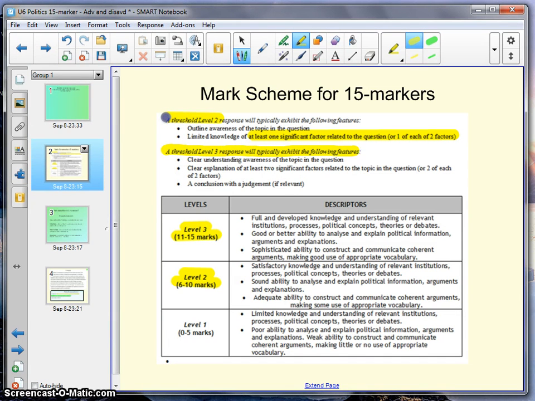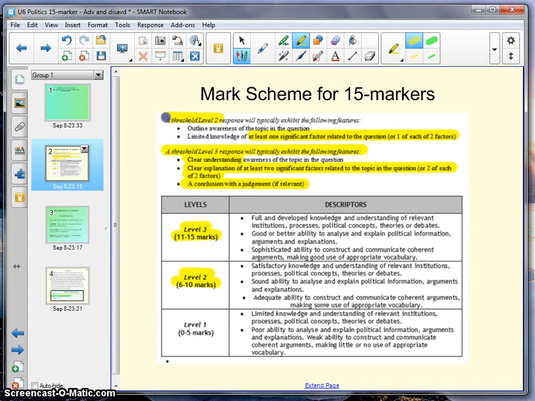Responses generally exhibit the following features: clear understanding of the topic in the question, clear explanation of at least 2 significant factors related to the topic in the question, or most importantly 2 of each of 2 factors. So in this example, the advantages and disadvantages of the process of amending the Constitution, you're looking at, do I have 2 advantages and 2 disadvantages in that essay, which I can illustrate? And a conclusion or judgment where relevant.